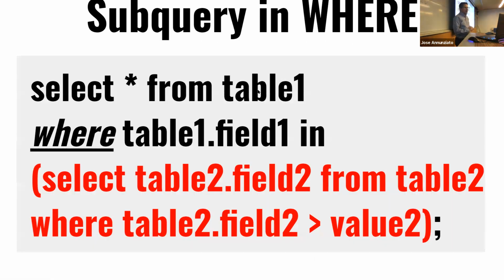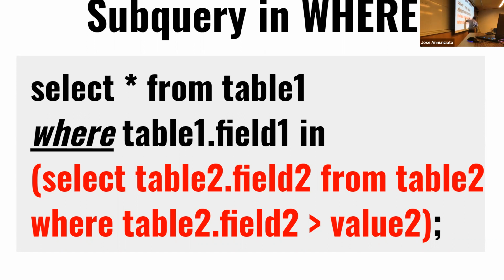Here's an example of an outer select statement, with a from table one where table one dot field in, and then the inner select. Notice that this select statement is in the where clause, and whatever it returns is being used in the in. The in is expecting an array of things, either an array of strings or an array of numbers, because it wants to compare field one with an array of things.